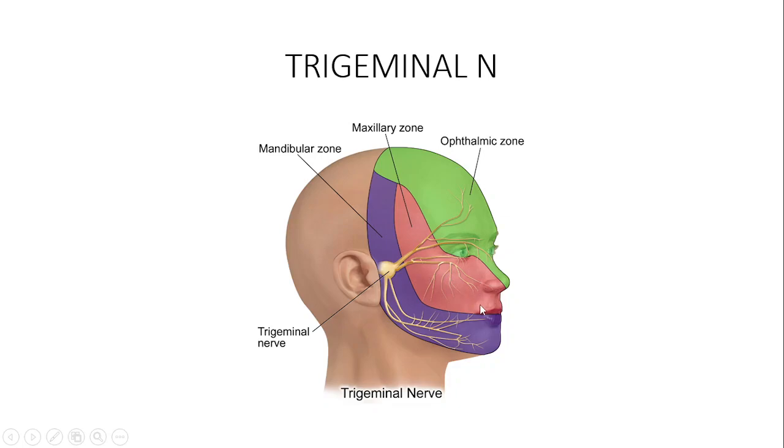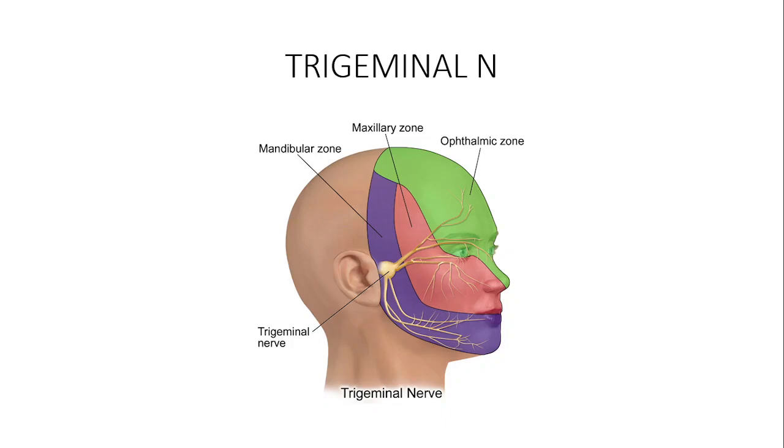Apart from that, it supplies the upper lip. It also supplies the upper gum, upper teeth, and of course the upper palate. Alright. So apart from that, remember that it supplies some portion of the lacrimal gland, giving it what? Sensory innervation.